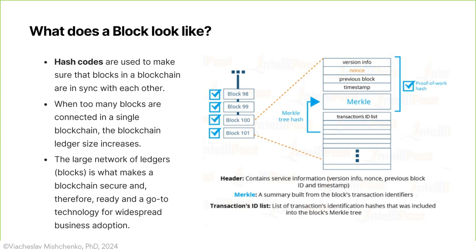And at the bottom, we have a transaction ID list, which contains all of the individual transaction hashes included in the block's Merkle tree. When the blockchain ledger size increases, it's because we are adding more of these blocks filled with transaction data. The next slide.